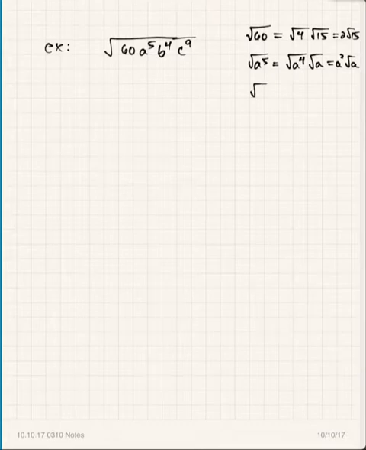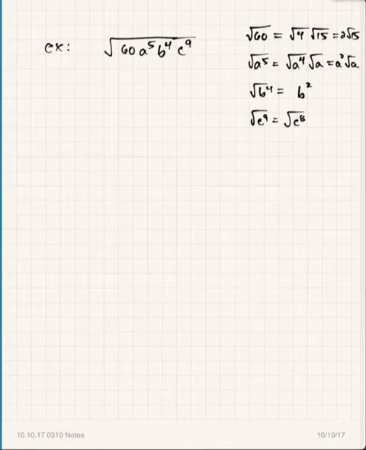Square root of b to the fourth: the power is even, so you don't have to break that one up at all. You know the square root of that is b squared. And then finally, the square root of c to the ninth. The biggest even power less than 9 that you can get as a factor would be c to the eighth. So it's the square root of c to the eighth times the square root of c, which would be c to the fourth times the square root of c.